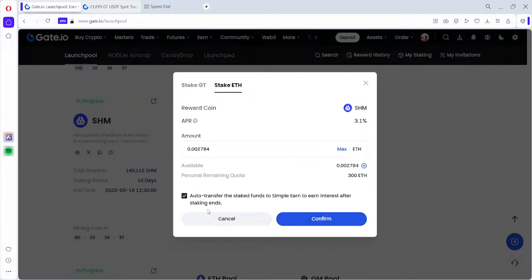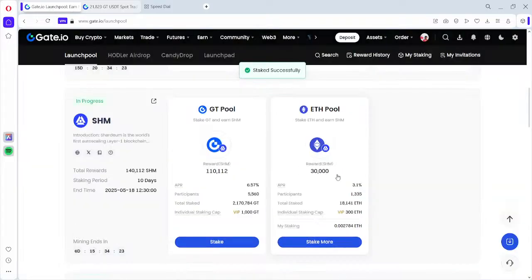So let me confirm. You can also enable this if you wish to auto transfer the staked funds to Simple Earn, because after that you will keep earning interest on it. So that we can confirm. Yeah, so this percentage is 3.1. For the GT, it is 6.57 percent.